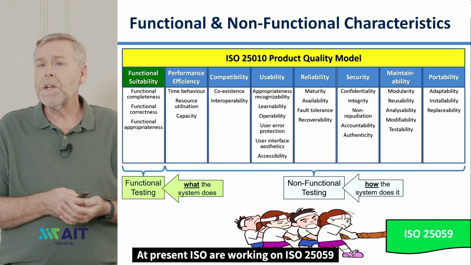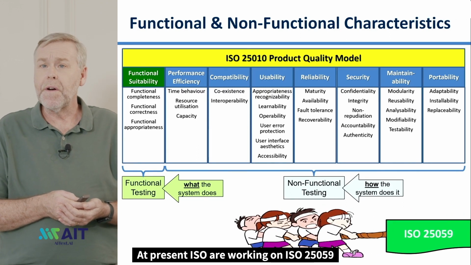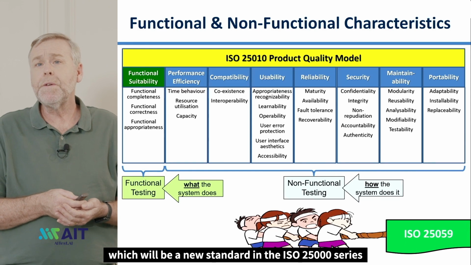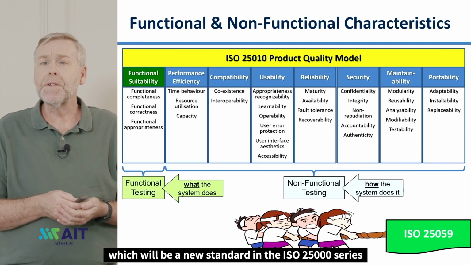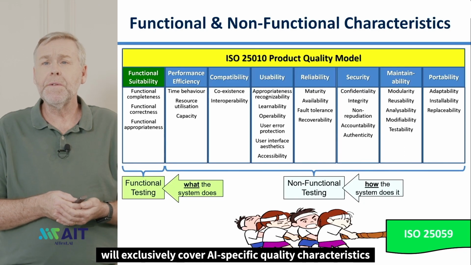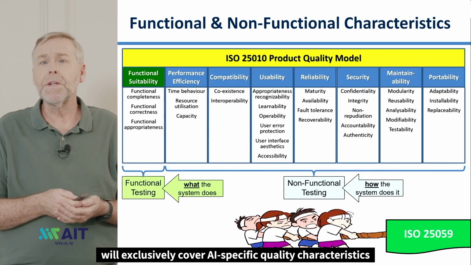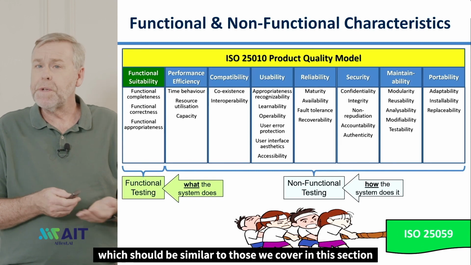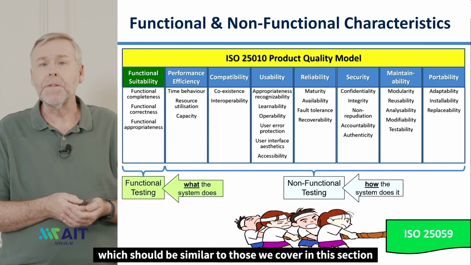At present, ISO are working on ISO 25059, which will be a new standard in the ISO 25000 series, and this new standard, when published, will exclusively cover AI-specific quality characteristics, which should be similar to those we cover in this section.